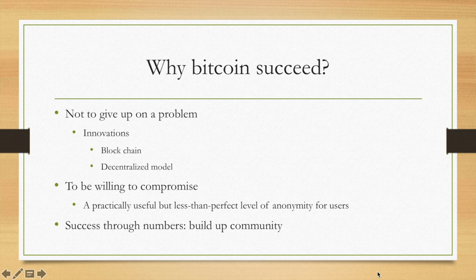The second is to be willing to compromise. Bitcoin is practically useful, but has a less than perfect level of anonymity for users. That's not perfect, but it works. So it succeeded. The last reason may be successful numbers. Bitcoin built up a community, and the developers help contribute to develop it better, and they also use it. Because of this community, they also persuade other merchants or people to adopt it. More and more, it gets successful.